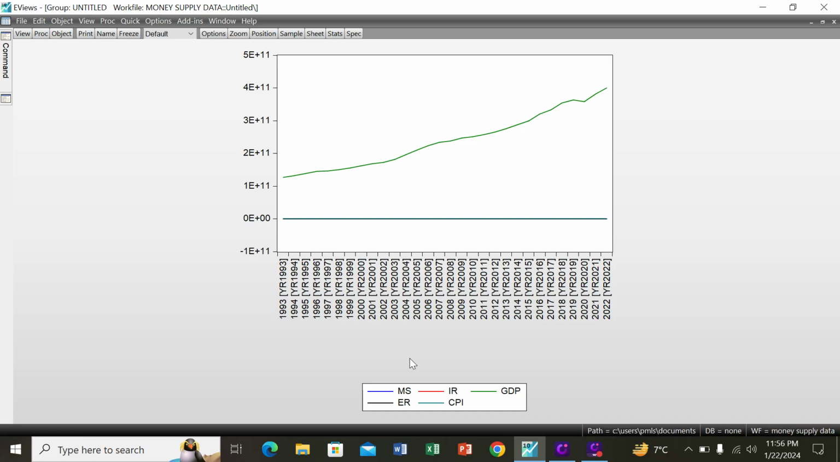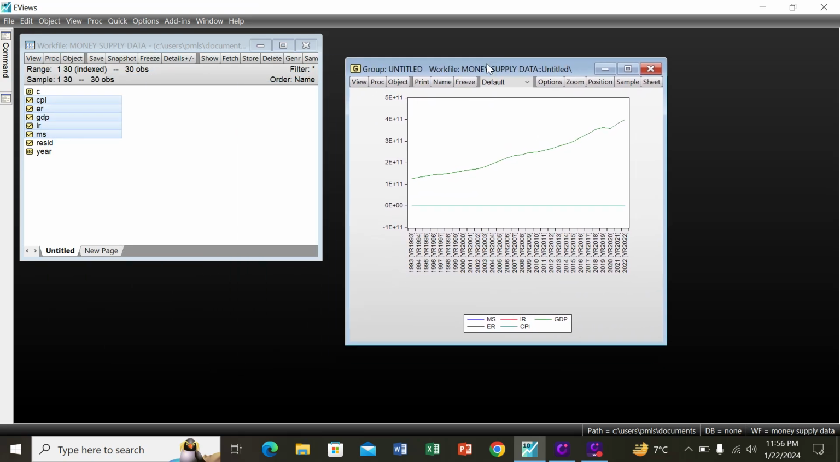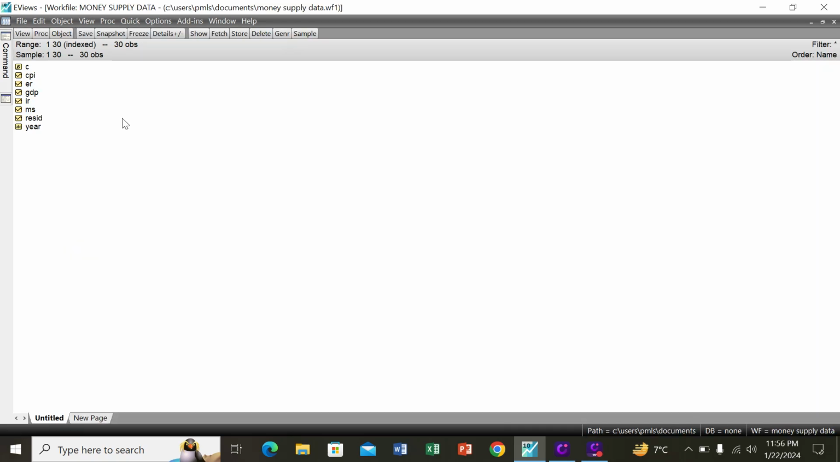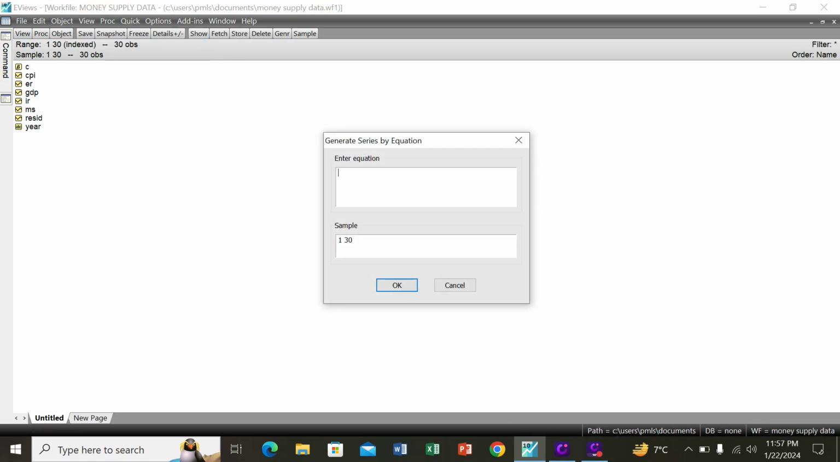This comes due to different units. So in order to make it unit free, we normally convert into the log form. So, log transformation. First of all, you can minimize the group window and store your data, or you can simply close it. So how do you convert this into the log form? Go to Generate Series, or there is the option here, Generate Series.